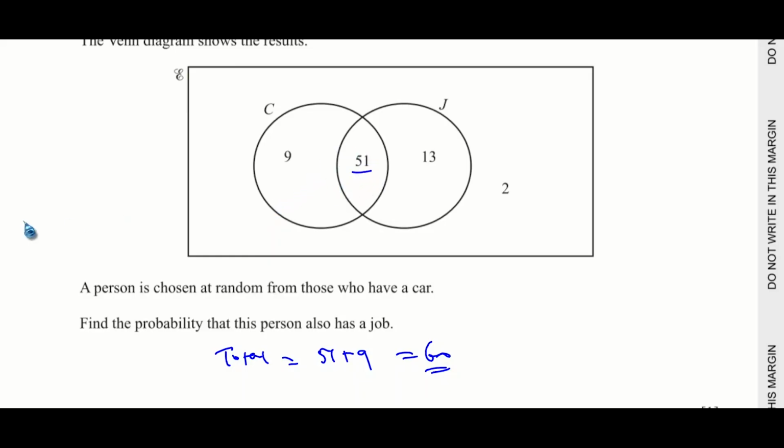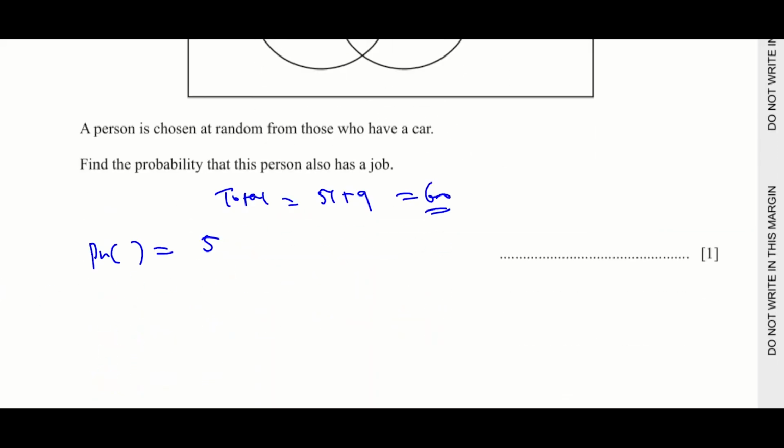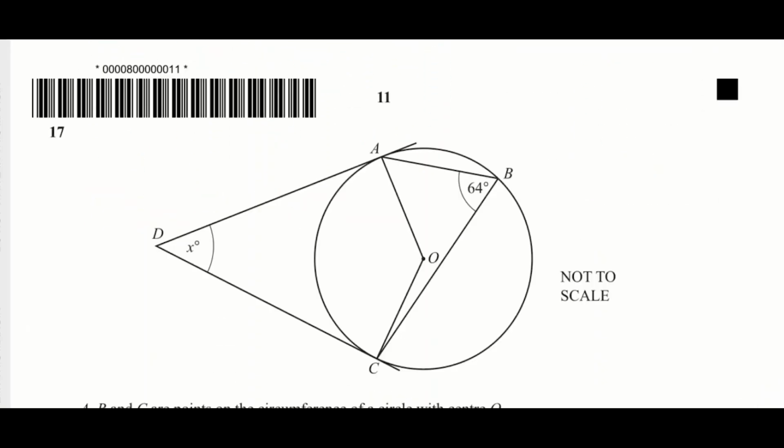It will be 51. So the probability will be equal to 51 over 60. If you reduce this, as 3 can go, this will be 17 times 3 and this will be 20 times 3. So we have 17 out of 20. Okay, so let's go to the next question. That will be question 17.